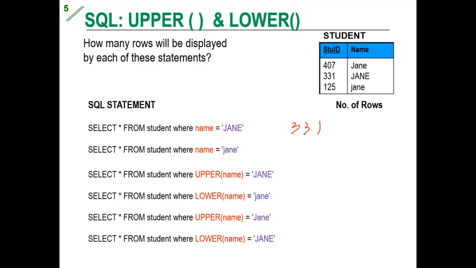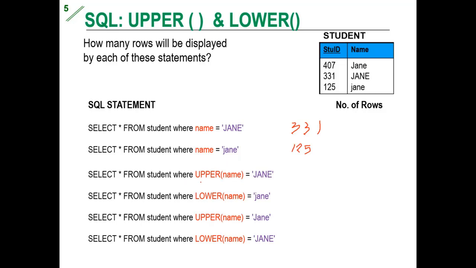How about the second example? Select everything from the student where the name is equal to this Jane. How many rows again? Again 1 row. Yeah, 1 row. So row number 1, 2, 5. Yeah, very clear. So 1, 2, 5.